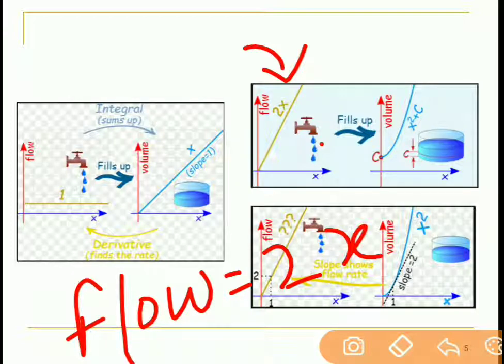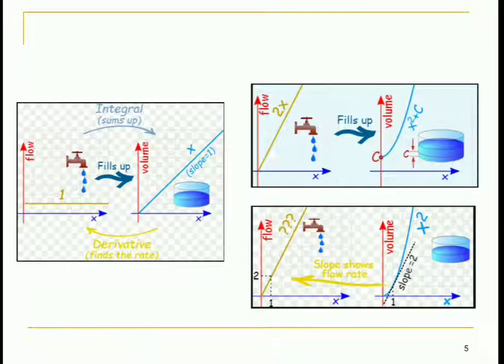At time t equal to 4 seconds, it will be equal to what? 4 into 2, that is 8 meter cube per second. So it will follow the curve which is given in this figure. Now this curvature is equal to what? Flow rate is equal to 2x.